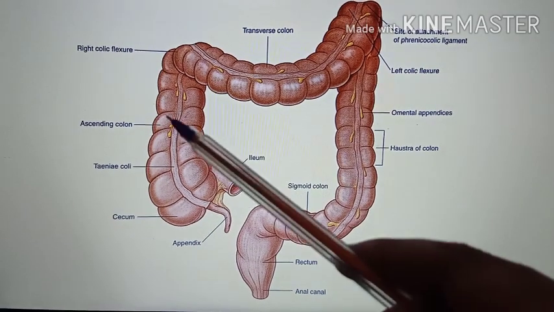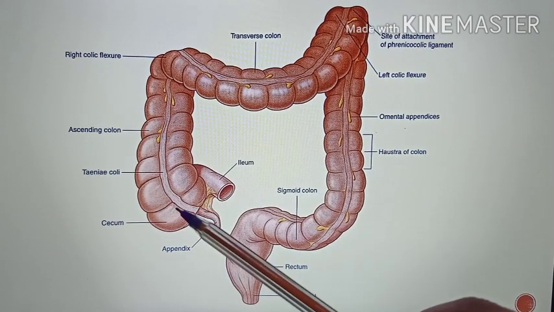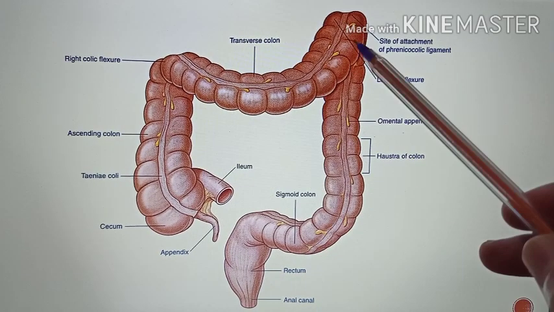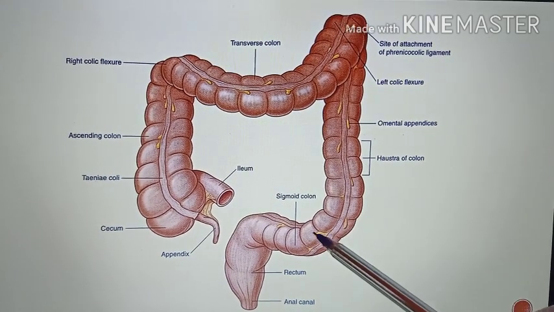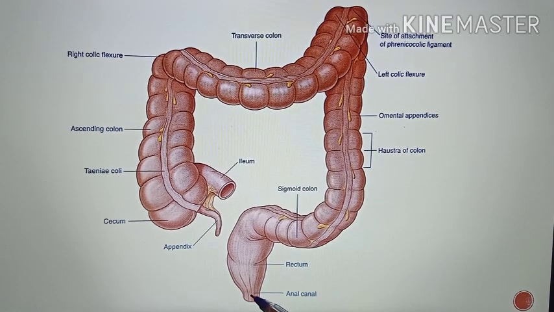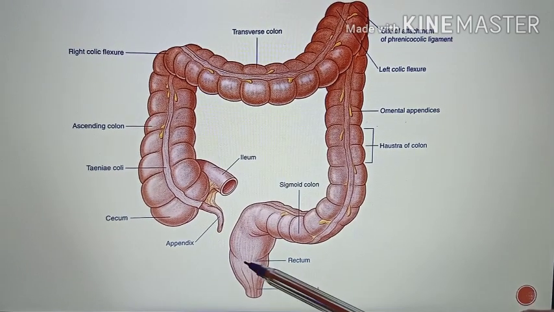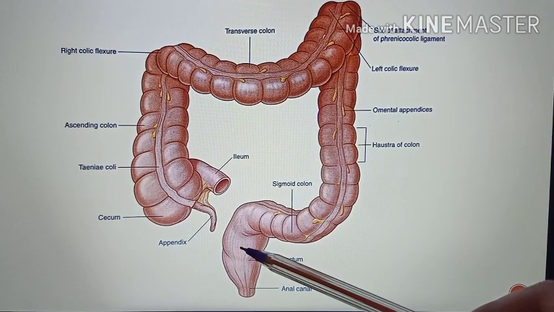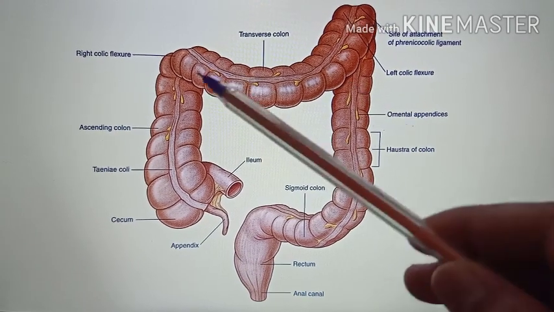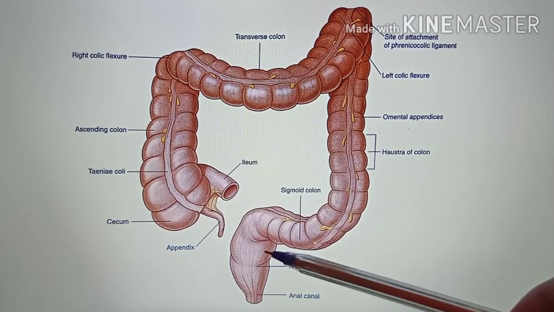So in this slide what you can see, this entire thing is the large intestine. So you have here the cecum, the ascending colon, transverse colon, descending colon, here the sigmoid colon, this is the rectum and this is the anal canal. Today we are just studying this portion, that is the rectum. You can observe that the rectum, even though it is a part of the large intestine, is missing a few of its features over here.